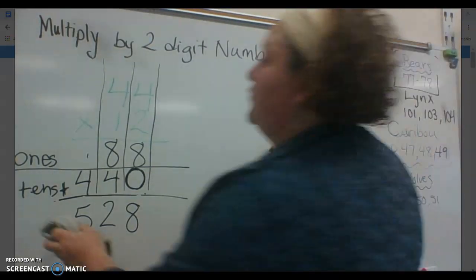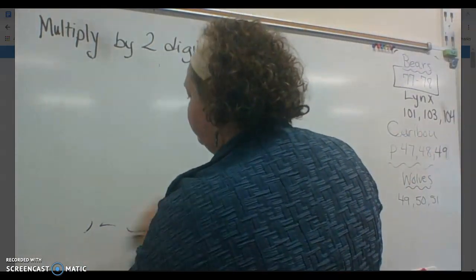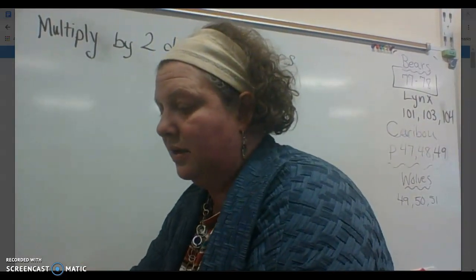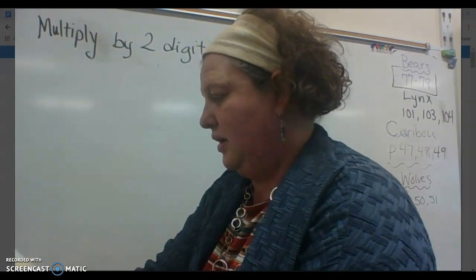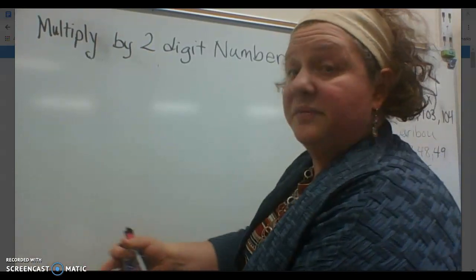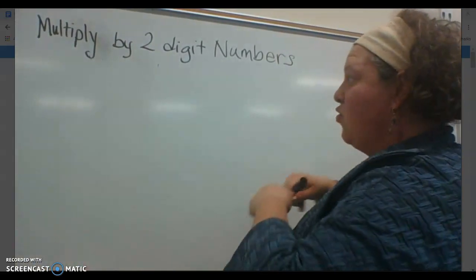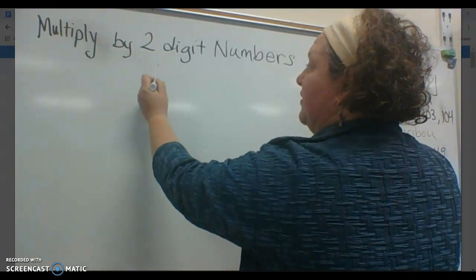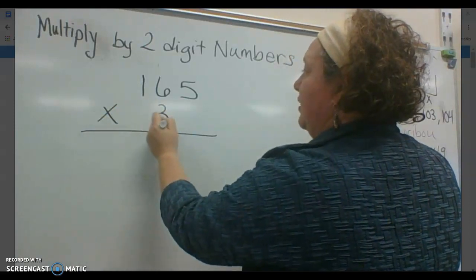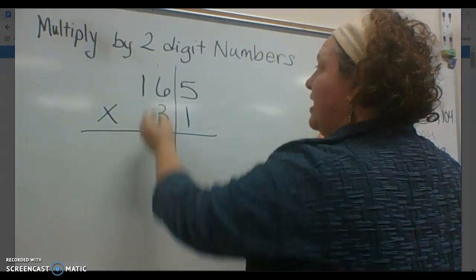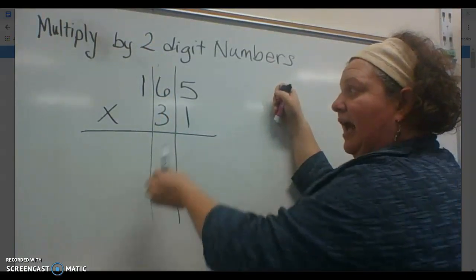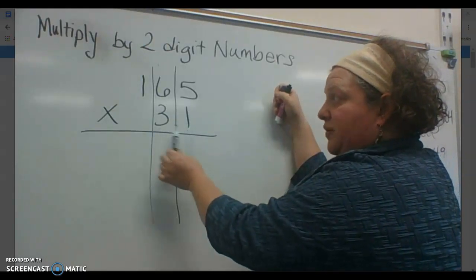So let's try the next problem. The next problem is going to be 100. Ooh, now we're going to get a little bit bigger. 165 times 31. 100, so we're going to have a hundreds place up above. 165 times 31. Again, I'm making sure that my place values are all lined up. Super duper uber important. And down here we only have our ones place and our tens place.